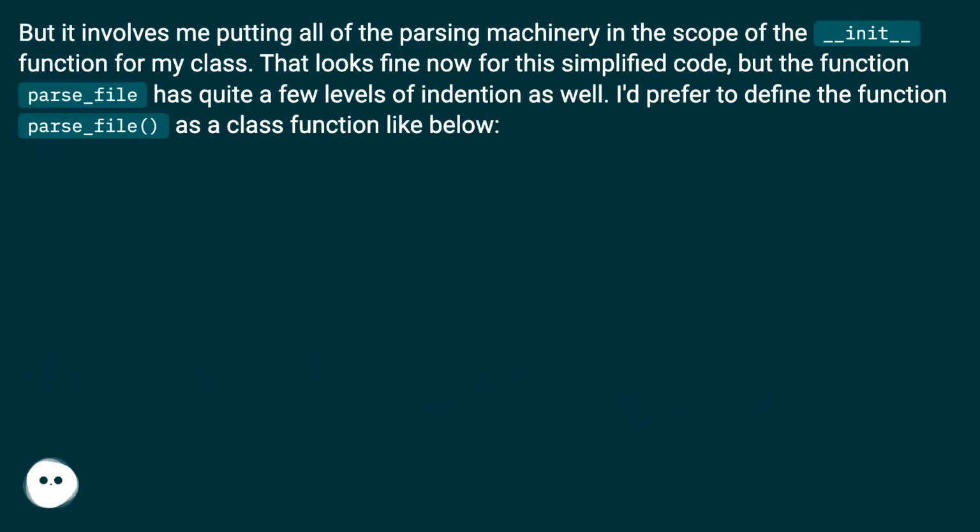But it involves me putting all of the parsing machinery in the scope of the __init__ function for my class. That looks fine now for this simplified code, but the function parse_file has quite a few levels of indentation as well. I'd prefer to define the function parse_file as a class function like below.